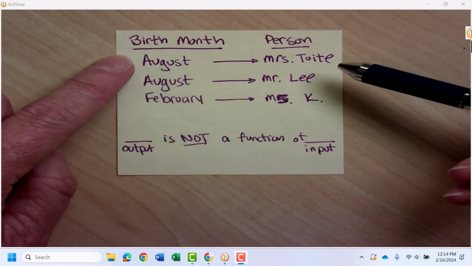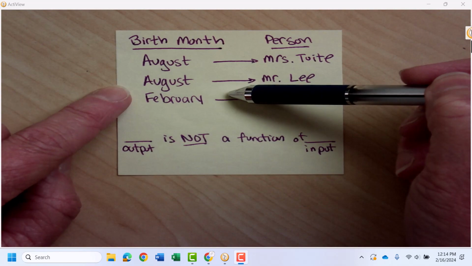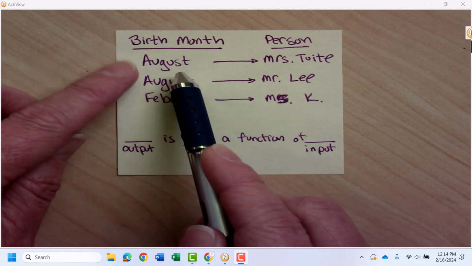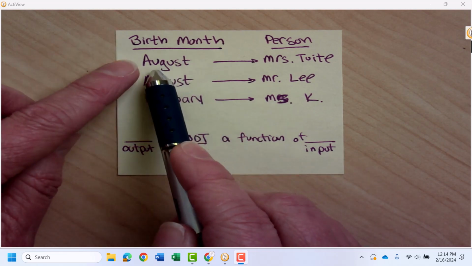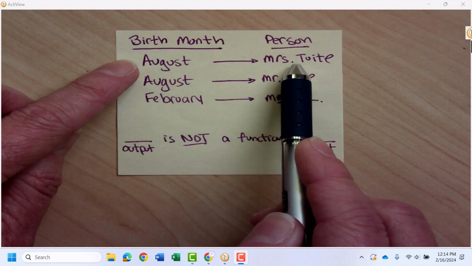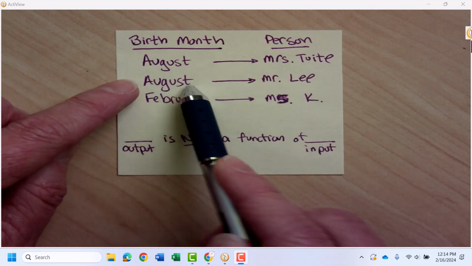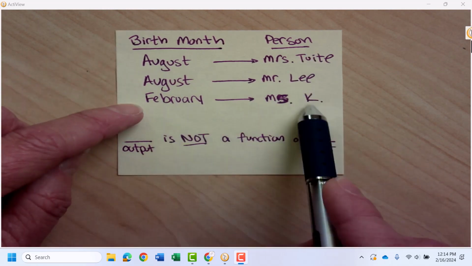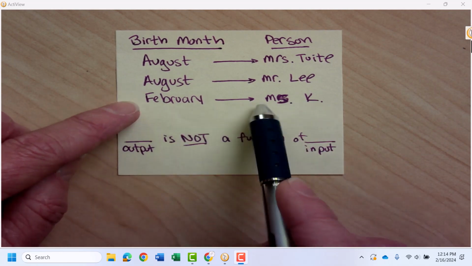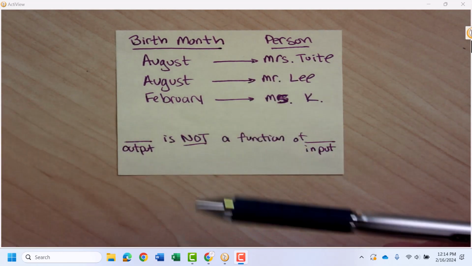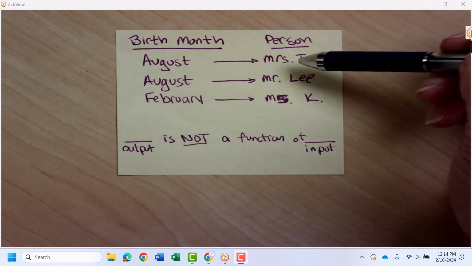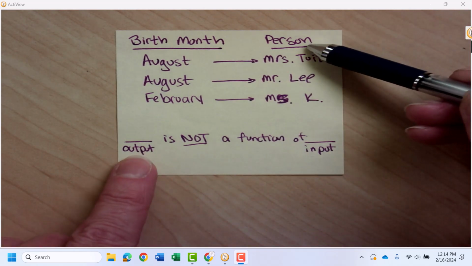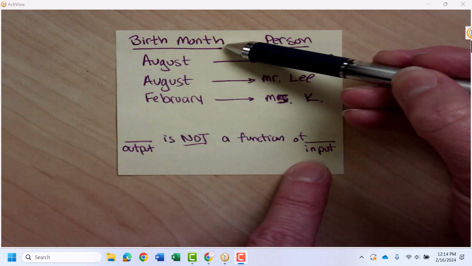Now here's the same information, but this time the birth month is the input. And we've talked about this. If I have an input with more than one output, I don't have a function. So if my birth month is August and the output is a person with that birth month, it's Mrs. Tuitt. If I put August in again, I might get out a different person because there's lots of people that were born in that birth month. We'll throw Mrs. Kingsbury back in there just for giggles. February leads to Mrs. Kingsbury, but it could lead to lots of other people as well. Because there might be lots of outputs for an input of August, then I would say that an individual is not a function of the birth month.